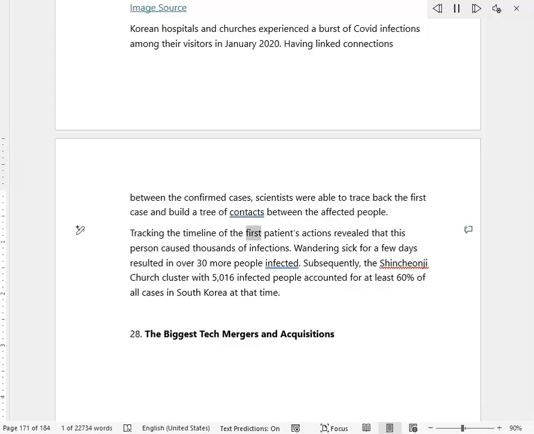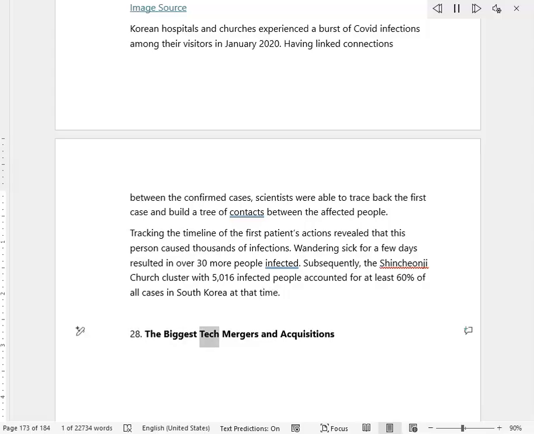Tracking the timeline of the first patient's actions revealed that this person caused thousands of infections. Wandering sick for a few days resulted in over 30 more people infected. Subsequently, the Shincheonji church cluster with 5,016 infected people accounted for at least 60% of all cases in South Korea at that time.